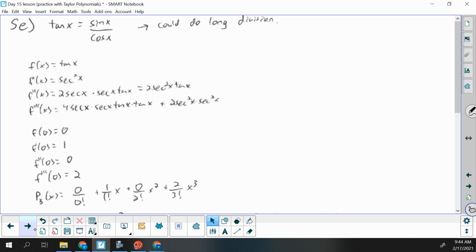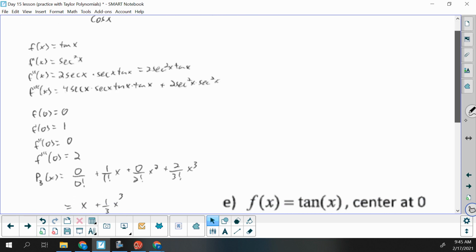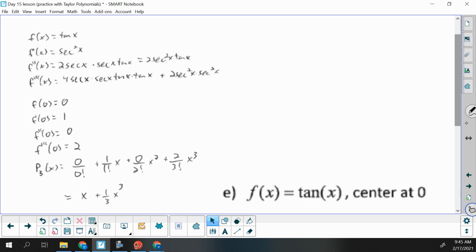So you had to do 3 derivatives. There was some product rule that you had to do there. Sub in 0 for each of them. So we'd have 0 over 0 factorial plus 1 over 1 factorial. It's just x because it's centered at 0. It's like x minus 0 raised to the first. Then you got similar ideas for the others. Either of those last two lines would be correct.